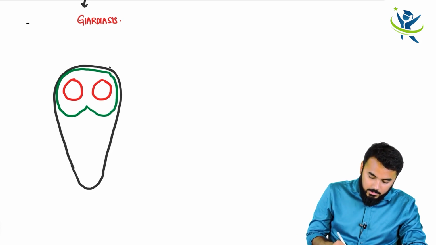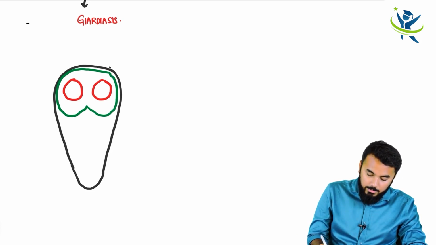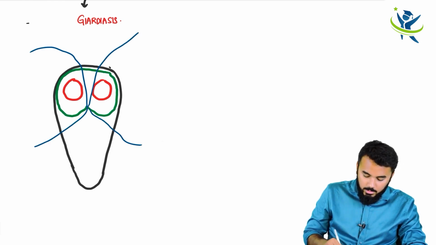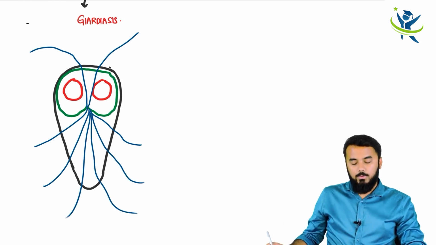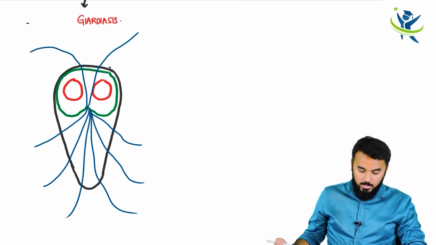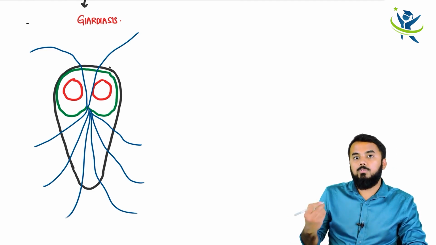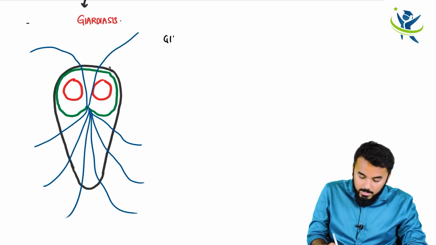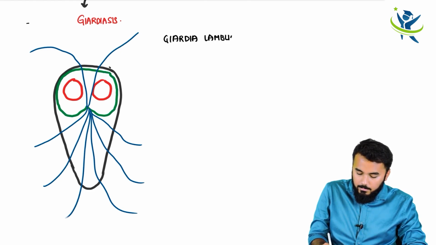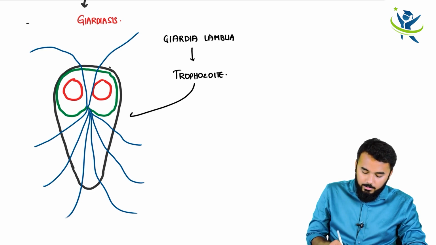Now from this you have many things coming out: 1, 2, 3, 4, 5, 6, 7 and 8. You have somewhere around 8 flagella coming out. Now this is called the trophozoite, the trophozoite of Giardia lamblia.